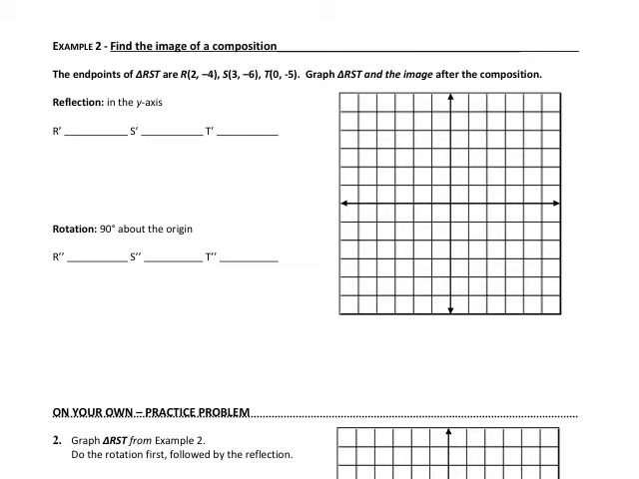In example 2, it says to find the image of a composition, and if you notice what it's asking us to do, it's asking us to reflect the points in the y-axis. So that's going to change our x values to the opposite sign. And then after we do that, we're going to rotate the image from the points that we create here about the origin 90 degrees. Now, it did not tell us a direction, so remember, it's going to be counterclockwise.